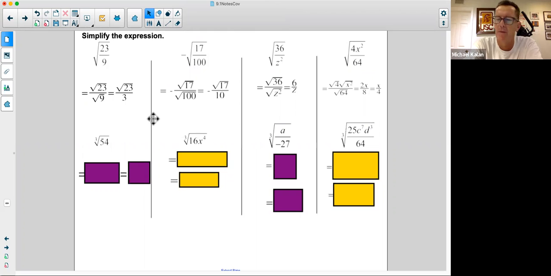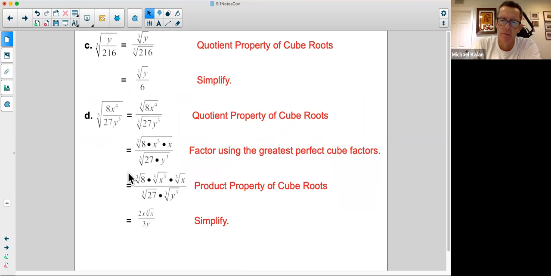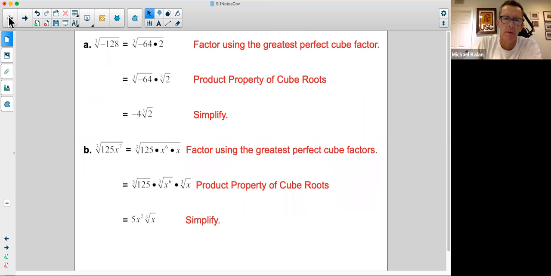Okay, how about the cube root of 54? Is 54 a perfect cube number? Is it 8, 27? No, but 27 goes into 54 2 times, right? So if you wanted to, you could change the 54 to cube root of 27 times 2 and then split it. That's cube root of 27, which is 3, and we can't do anything with cube root of 2.